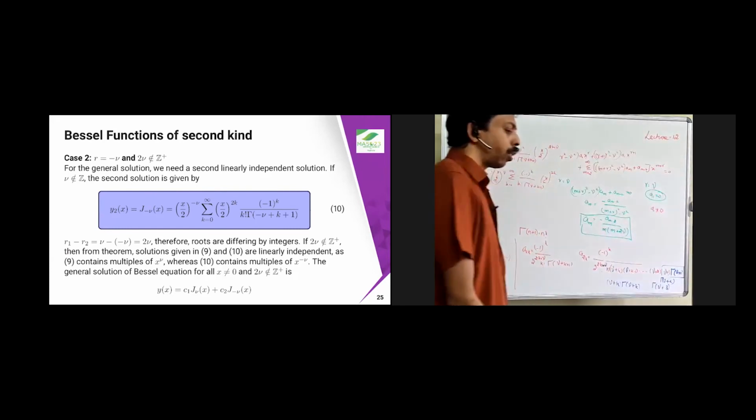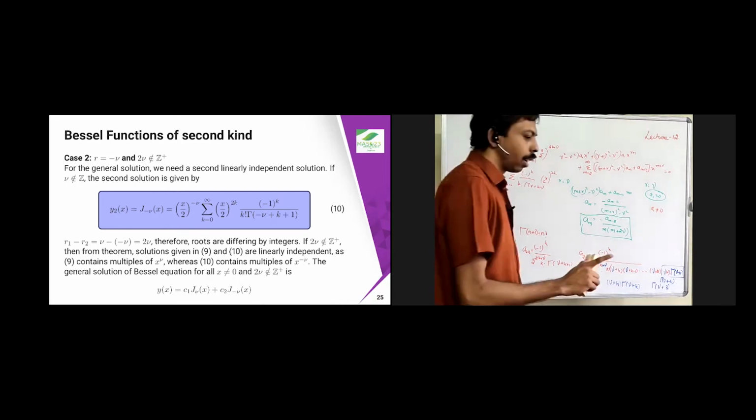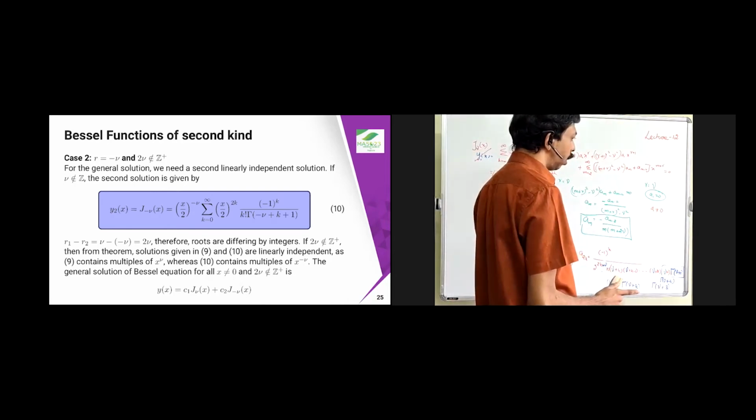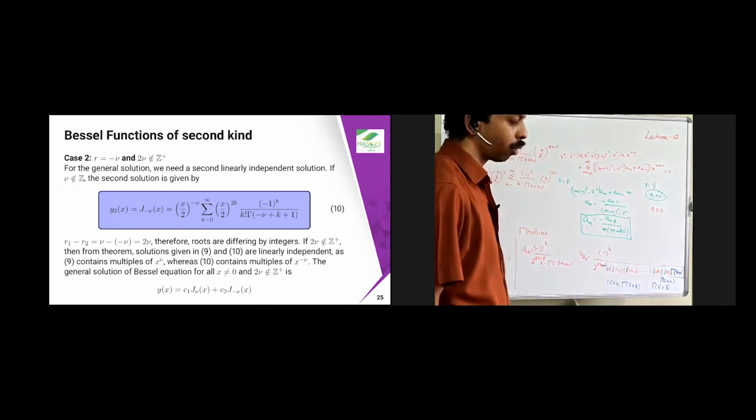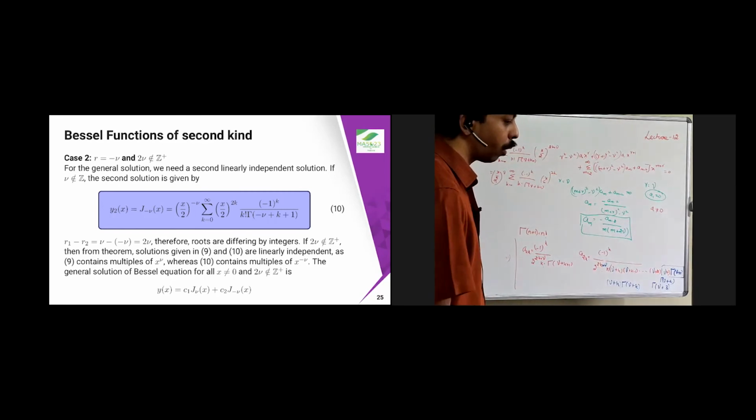So for r equal to minus mu, and this mu does not belong to Z plus. That is another thing you have to check, because 2 mu does not belong to Z, so we can find a second linearly independent solution. Okay, so how are we going to find that?